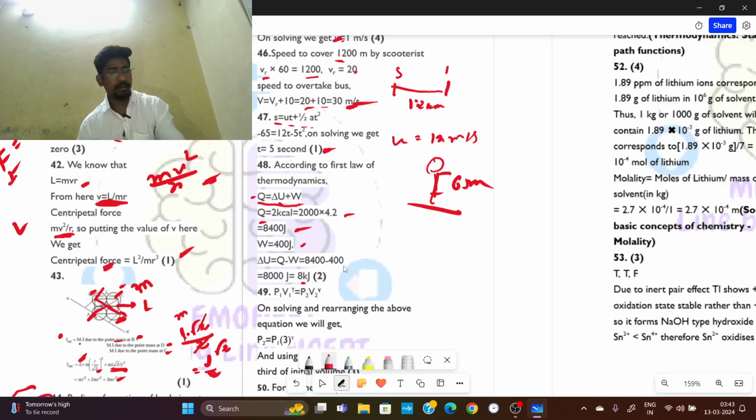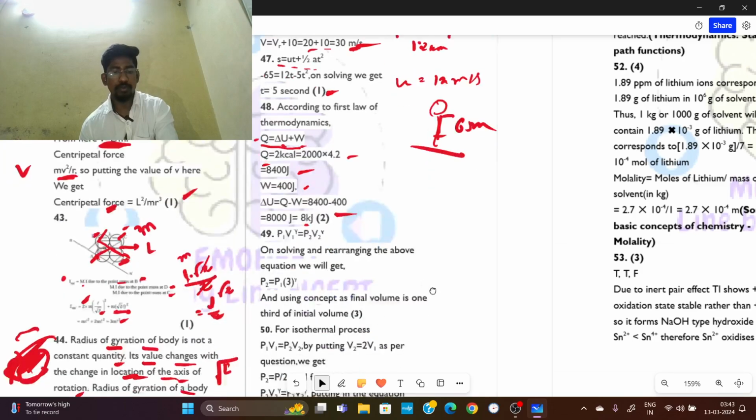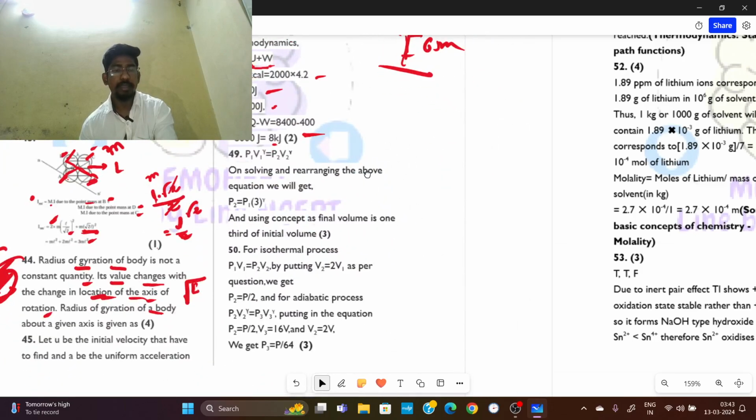Okay. Now moving on to the next question, 49. What will be the final pressure if an ideal gas in a cylinder is compressed adiabatically to one third of its volume? This kind of numerical is already done, right? So the formula that we will apply here is PV to the power gamma equals constant.